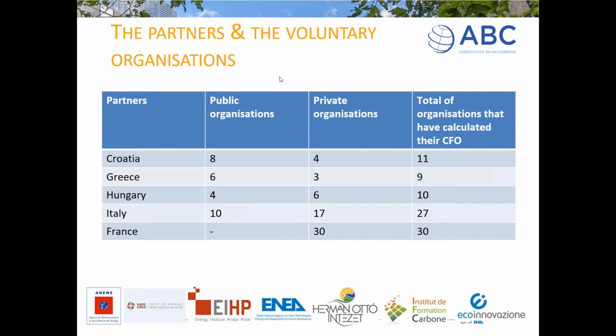So I tried to summarize quickly in this table the number of organizations involved in each country. And you can see that for France, there were only private organizations, but the voluntary program for France was different from those implemented in the 4 other countries, because in France, there were also advanced organizations in carbon footprint calculation. So they implemented another kind of voluntary program to assess the organization's strategy, and not for the carbon footprint calculation.